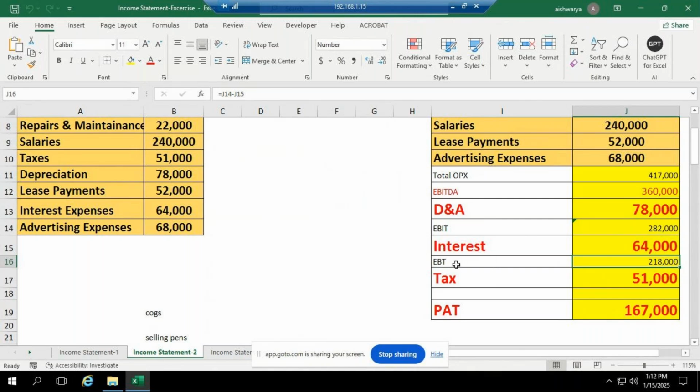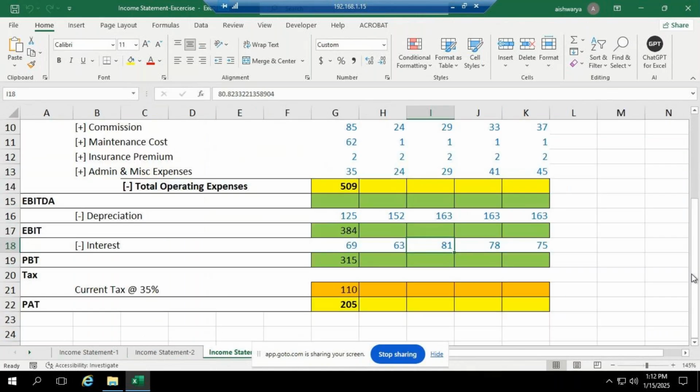EBT means earnings before tax. Then you have to put the tax here, that is 51,000. If you subtract it, you'll get the answer as profit after tax. So this is how we calculate earnings after tax or profit after tax. EAT or PAT we can calculate. Yes, so after that we will go to the third one.